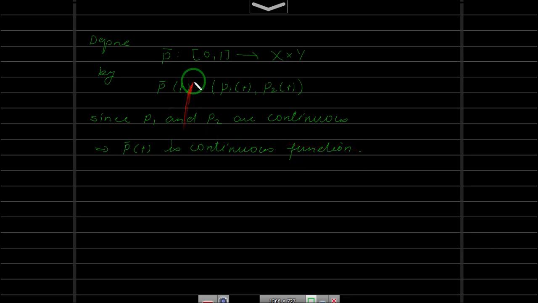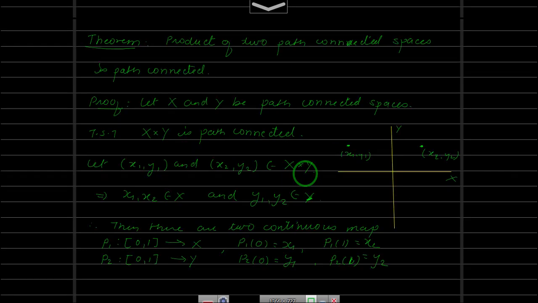Secondly, we need to show that p bar of 0 will be mapped to x1 y1, and p bar of 1 will be mapped to x2 y2. So what is p bar of 0? P bar of 0, the way we have defined, it will be p1 of 0 comma p2 of 0, and p1 of 0 is x1 and p2 of 0 is y1. We can check. p1 of 0 is x1 and p2 of 0 is y1.